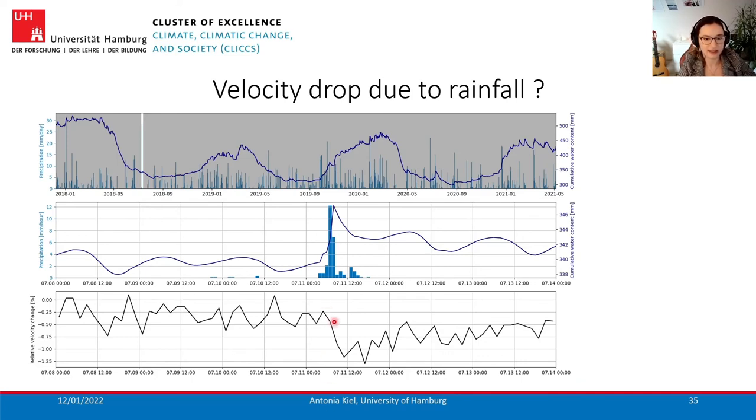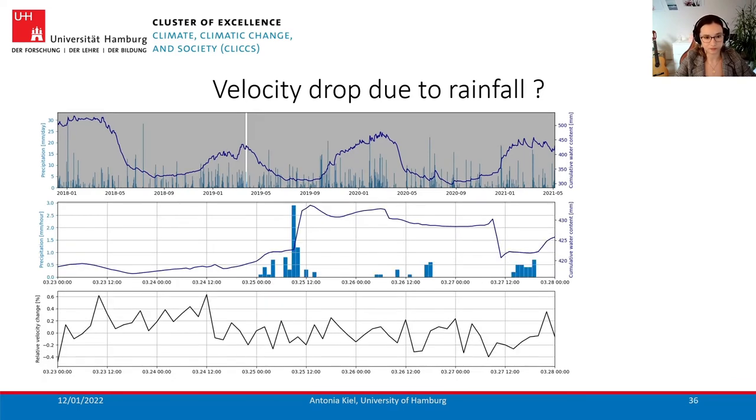And now we see that after our very strong rainfall event right here, we have a drop in velocity of around 1%. So this would basically confirm our hypothesis that we have a velocity drop after a rainfall event. And what I want to mention now is that we have a cumulative water content of around 340 millimeters in this case, because this will be important for the next rainfall event we're going to look at.